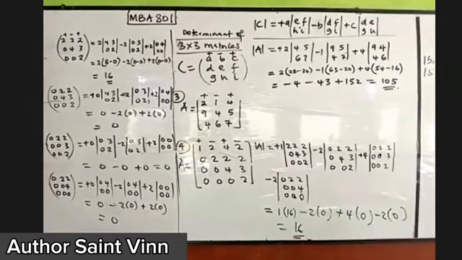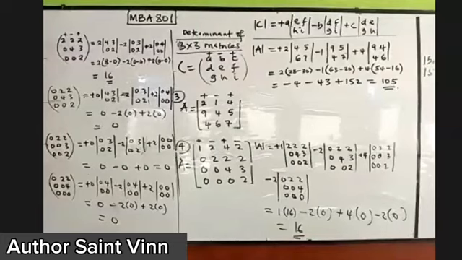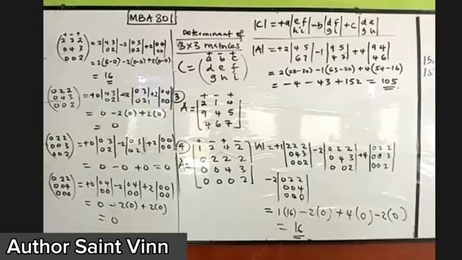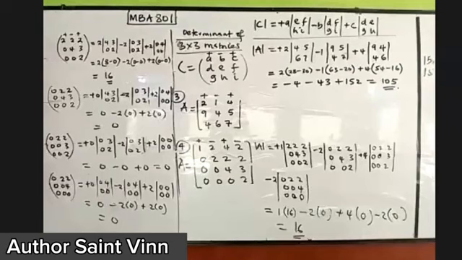Okay, so for number 4, this is a triangular matrix. When you have a matrix where the entries below the principal diagonal are 0, the determinant of that matrix is the multiplication of the principal diagonal. So 1 times 2 times 4 times 6 will also give you 16.